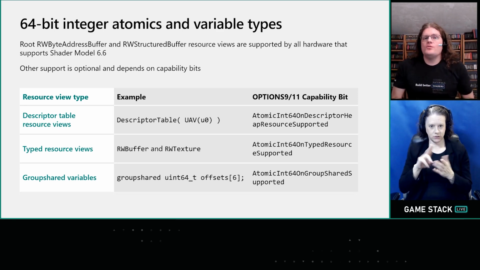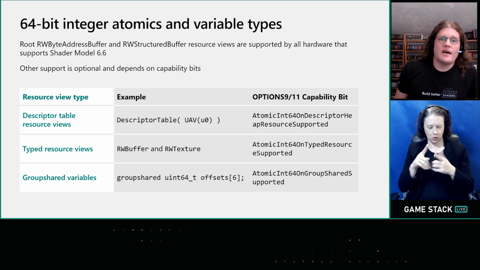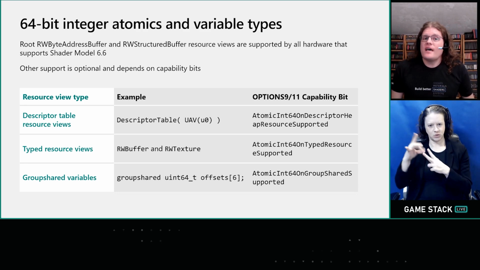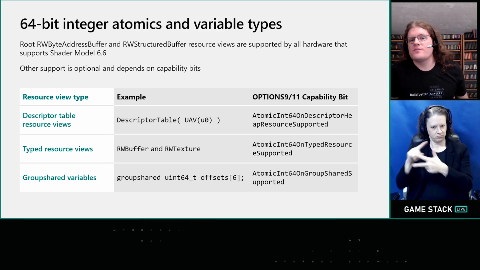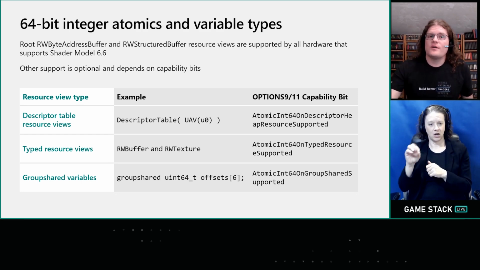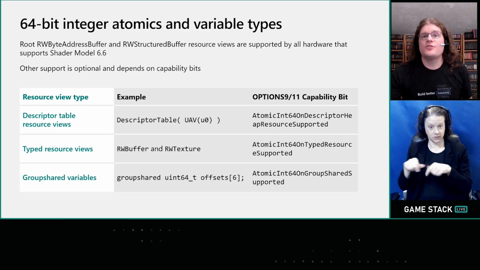So if you want to use buffers or any resources that are part of a descriptor table, you will need to query this bit, which is actually in the options 11 structure. If you want to use typed resources, you'll need to query the bit that's listed here. That's typed buffers, that's RW buffer and RW texture. And for group shared variables, they also have their own capability bit that needs to be queried in order to check whether you can make use of these or not. And that's pretty much it. So this is a really exciting feature, but it really doesn't take very long to explain.